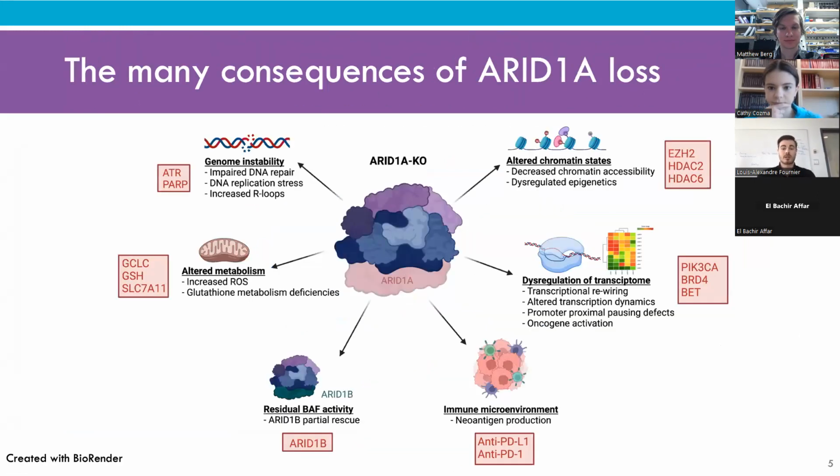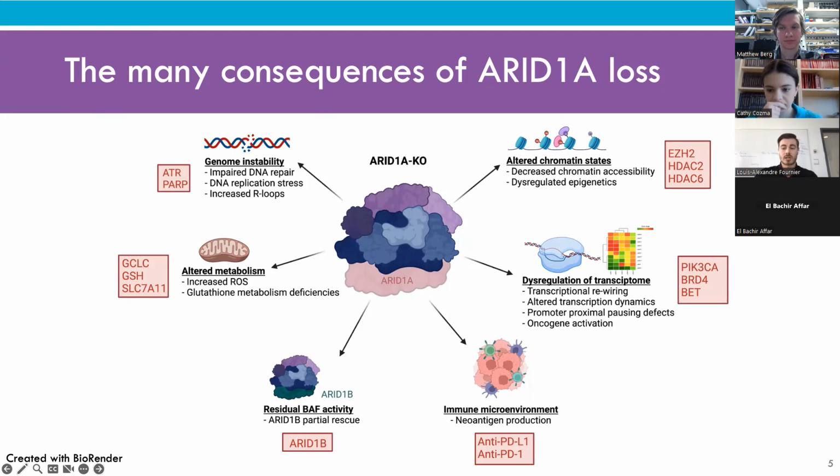And as you might imagine, ARID1A loss in cancer can result in the dysregulation of many processes, including epigenetics, where we usually see a general decrease in chromatin accessibility. There are other phenotypes that include gene expression dysregulation, which is often characterized by transcriptome rewiring and transcriptional dynamic defects. Our lab has also reported on the consequences of ARID1A loss on genome instability, where we've seen increases in things like DNA replication stress and DNA damage, which are partly explained by an aberrant accumulation of R loops.